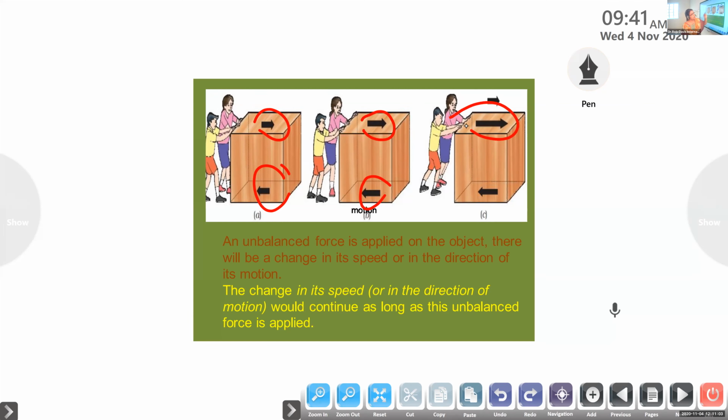Again, they apply the force. Then a large force is applied. You can see the length of the arrow, because force is a vector quantity. So look at the length of the arrow. That means in this case a large force is applied. Then you can say that the box started moving. So this is an unbalanced force condition. If a force makes an object change its state of rest or state of motion, then we call it an unbalanced force.